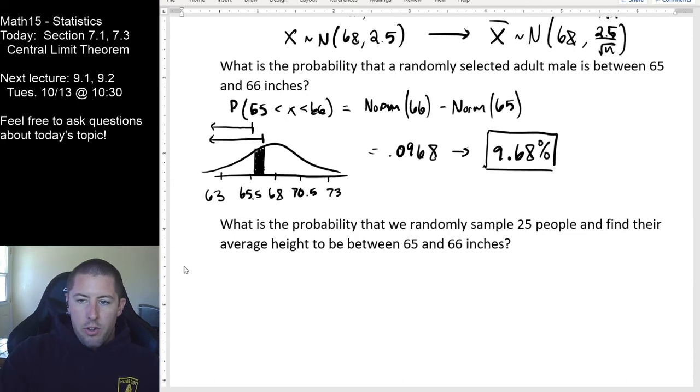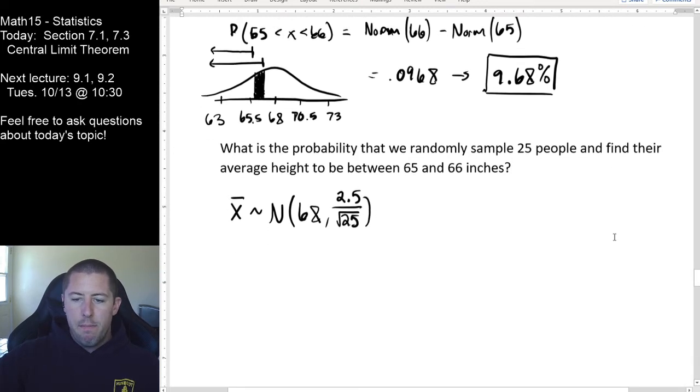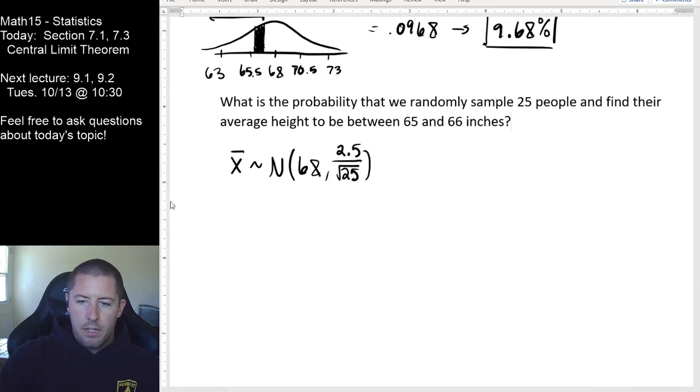So now we need to look at our X bar distribution, our distribution of sample average across 25 people. This should be normally distributed. We should still have an average of 68, but now this 2.5 from our parent distribution is going to get smaller by the square root of the number of people per sample. And here we're sampling 25 people.